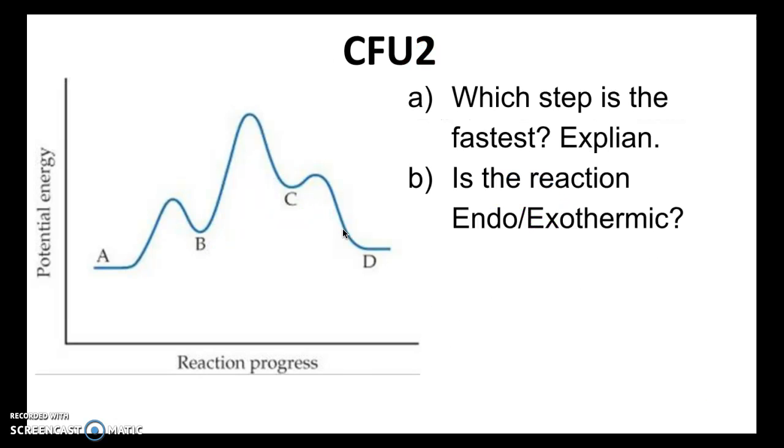Next CFU, which step is the fastest? And I want you to explain your answer. That's spelled incorrectly. That should be AIN. And then is the reaction endothermic or exothermic? Pause the video now, and when you press play again, the answer will be revealed.